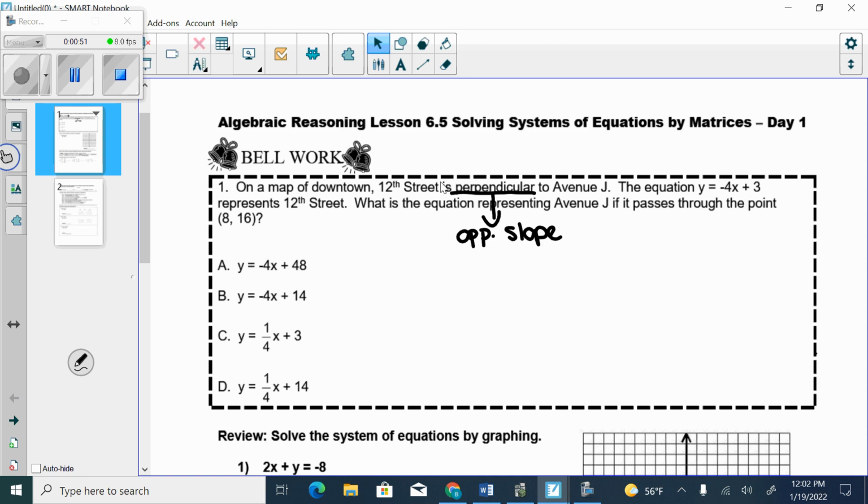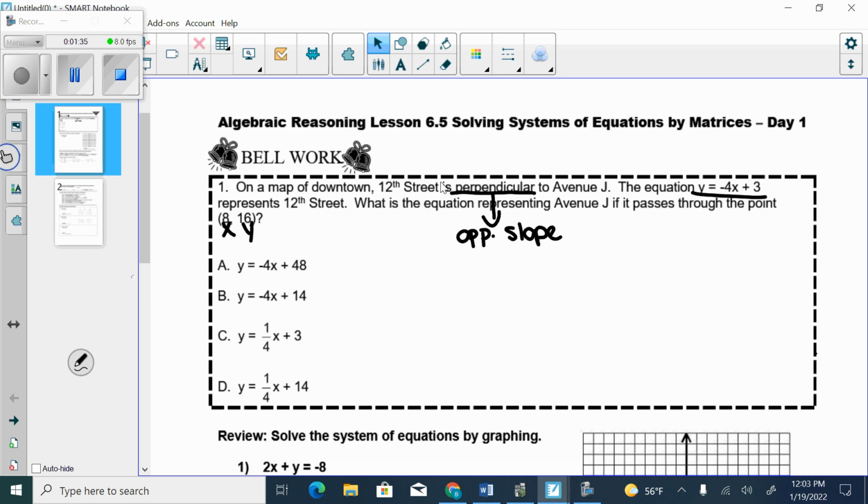Okay. All right, so they gave us this coordinate point. What letter is this first number? What letter does this represent? X and Y. Very good. So we have some x and y value here, and we know we want the opposite slope. Well, in this equation, what was the slope? Which number is our slope?